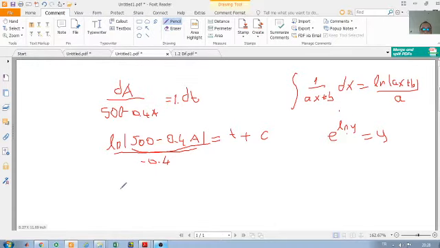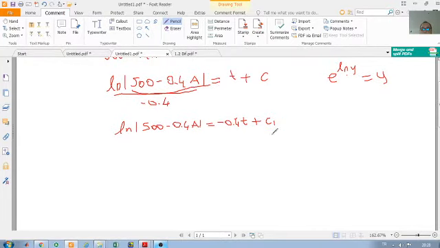Writing this number to the right side of the equation, let's write again ln of 500 minus 0.4a is equal to minus 0.4t. So minus 0.4 times c becomes another constant. Let's say for this c1. From here now we can apply this rule to find the dependent variable a in terms of the independent variable t.